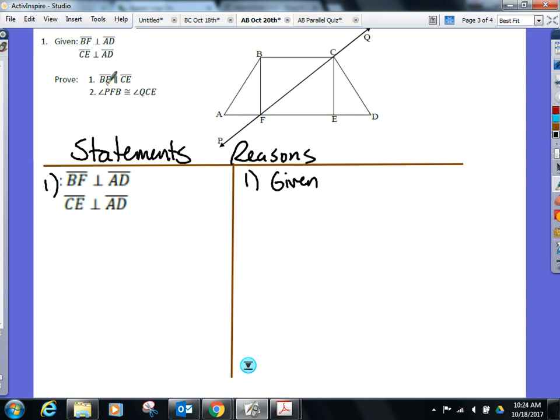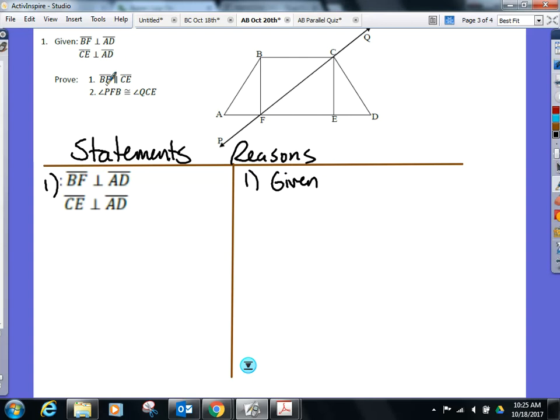Okay, first part. This is a 2-part proof. The first part, we are asked to prove that BF is parallel to CE. Well, we were given perpendicular lines, and we know perpendicular lines form right angles. So I look at BF and AD where they meet. I have a right angle here and here. It also tells me CE is perpendicular to AD. So I do have a right angle here and here. Now, how am I going to get parallel lines from that? I'm not even going to use the right angles. I'm going to use one of my index card theorems I had on Tuesday in class.